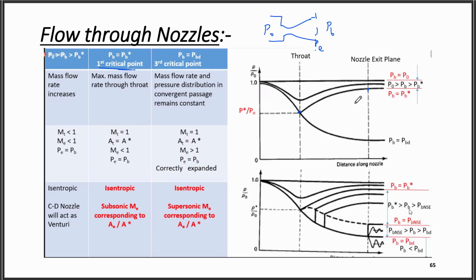This is the first critical point. Now corresponding to this, if pressure is very low, then there will be a third critical point, at which the flow will be supersonic, corresponding to this area ratio. And in both these cases, flow will be isentropic throughout the nozzle. And at this condition, at the third critical point, it is called the correctly expanded nozzle. And the exit pressure PE will be equal to PV in all these critical points.